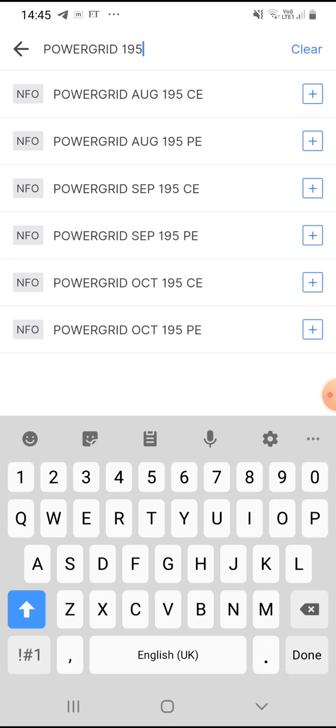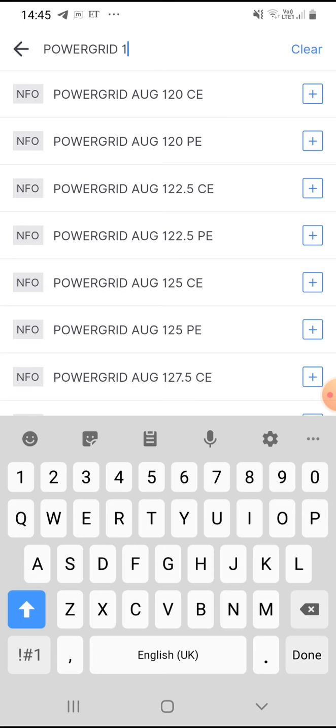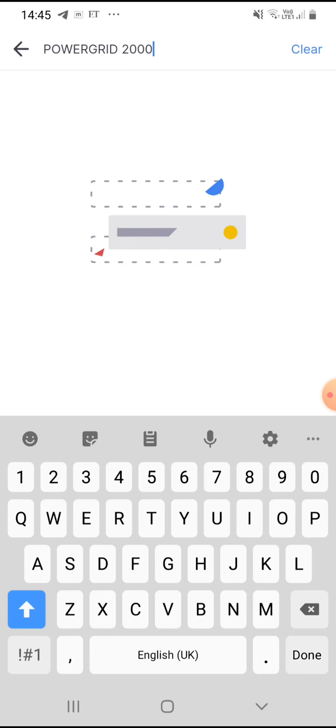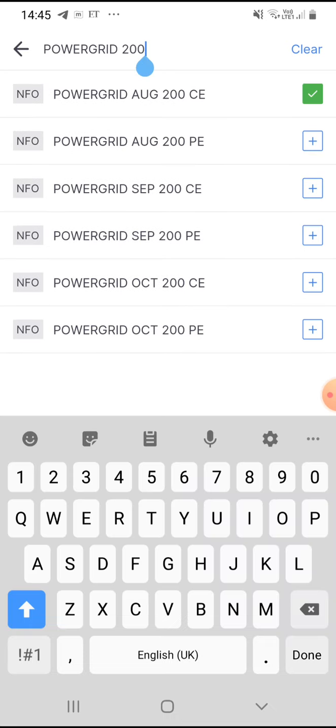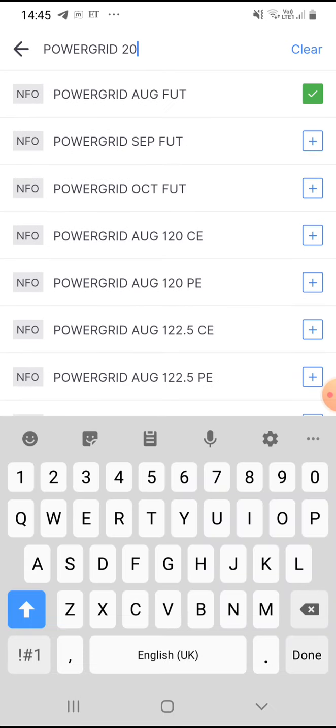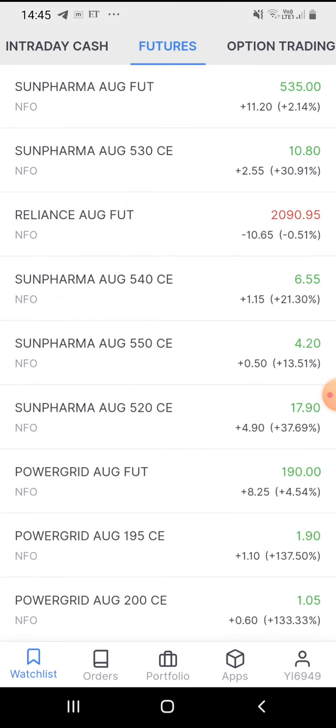So Power Grid has strikes at 5 points: 195, 200, 205. So you know that now. Just keep in mind that if the real value of a share is less than 300, you will mostly have strikes at all the 5 points.